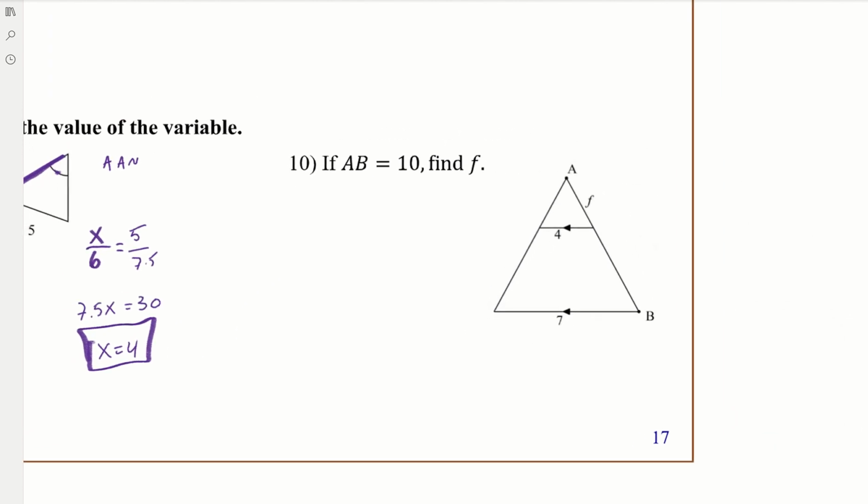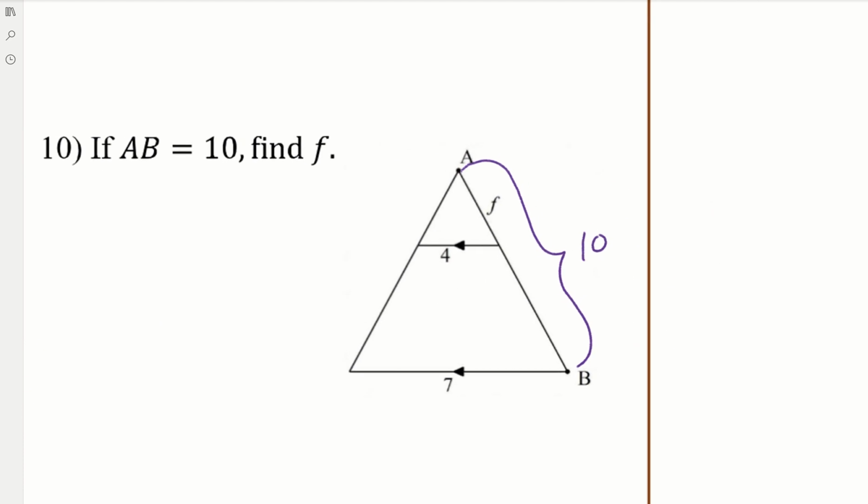If AB, this big one here, is 10, I want to find F. Let's convince ourselves that we have similar triangles here. I know that A is shared between these two different triangles. And then I can see this bigger triangle here, and they told me that these are parallel.